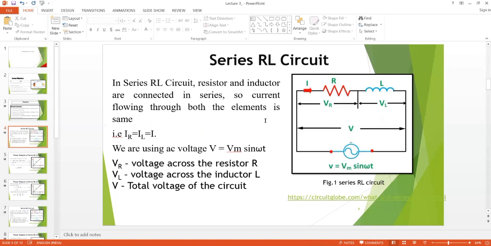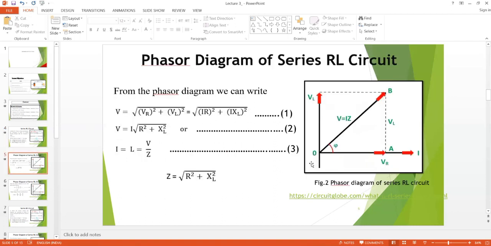Now you can see they are in a series circuit, so the current is the same, that is, IR and IL are the same. When I am talking about V, we are giving an AC voltage, V is equal to Vm sin omega t, and VR and VL are being connected over there. The resultant is nothing but the impedance, right? You can see the formula now in front of you.